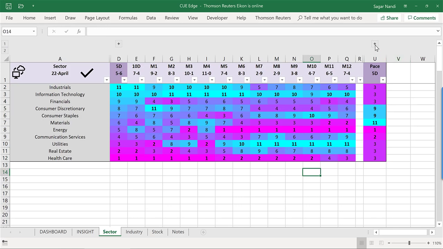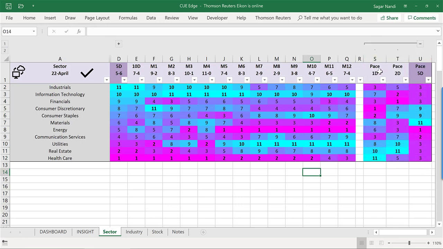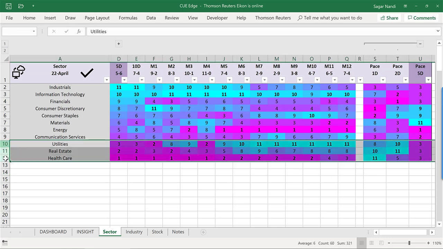Sometimes looking at the 1 day performance may help you identify turnarounds. If we look at three worst performing sectors of this week, these are utilities, real estate, and healthcare. The weakness is shown in the 5 days score column. They are in magenta colors.